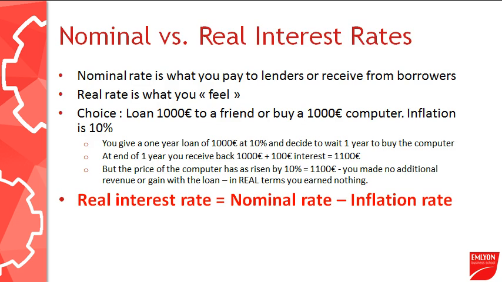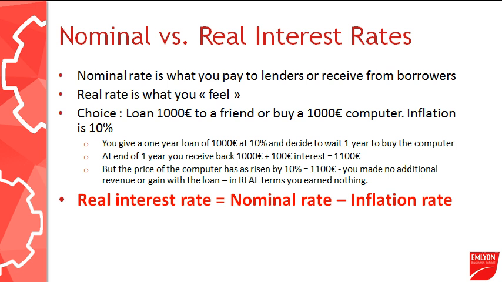And lastly, I want to distinguish between nominal versus real interest rates. The nominal rate is what you pay to lenders or receive from borrowers. It's what you see at the bank, for example, 5% or 6% or 7%. The real rate is what you feel, the value of the interest you've paid or received. To demonstrate this, let's take a quick look at a simple choice. You want to loan 1,000 euros to a friend, or you could use the 1,000 euros to buy a computer. And let's assume that inflation is 10%.